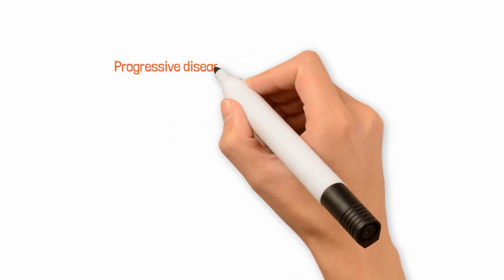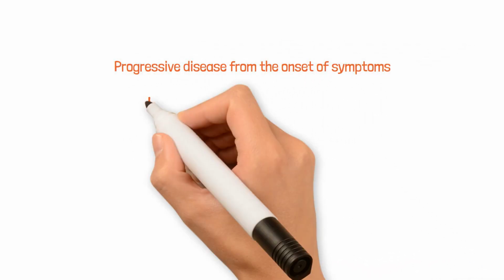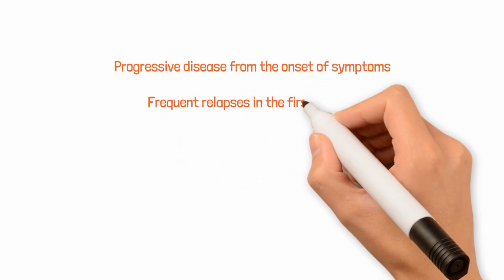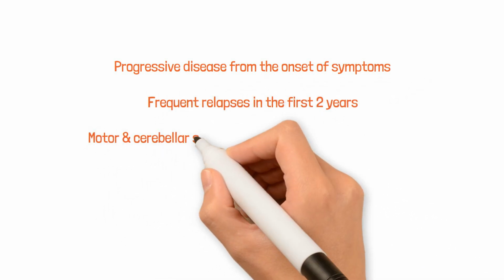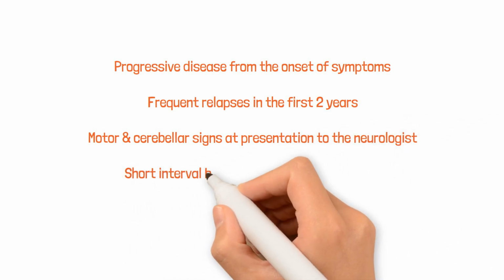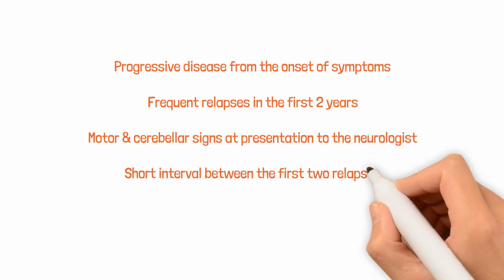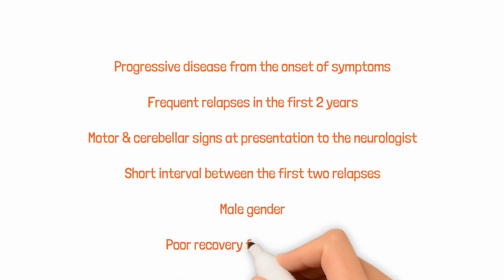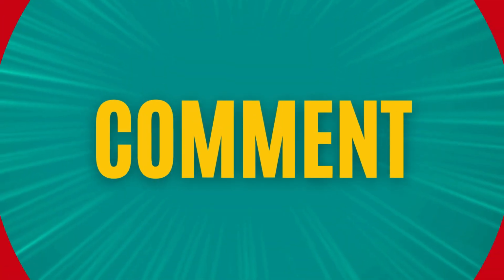Progressive disease from the onset of symptoms, frequent relapses in the first 2 years, motor and cerebellar signs at presentation to the neurologist, short interval between the first 2 relapses, male gender, and poor recovery from the relapses. Women and patients with predominantly sensory symptoms and optic neuritis have a more favorable prognosis. And that's all about multiple sclerosis.